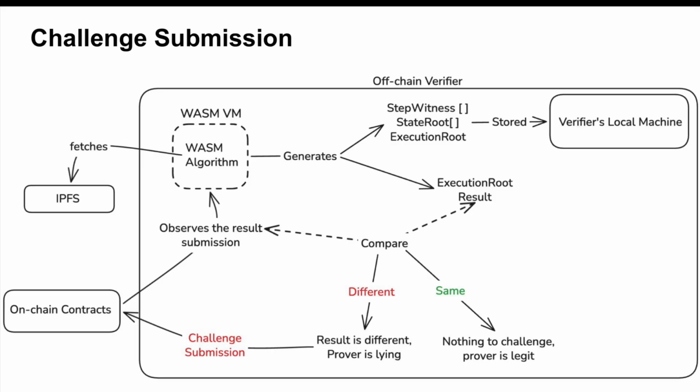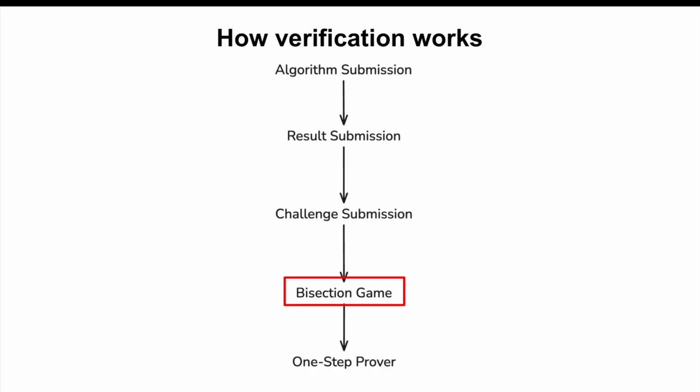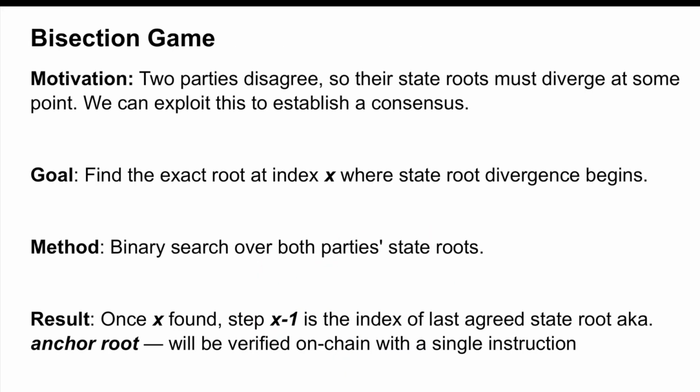Obviously, if he is lying, the challenge will result in the prover's favor. But if the prover is lying, the challenge will result in the verifier's favor. So the next step is the first step of the challenge, which is the bisection game. Before we get into the mechanics of the bisection game, let's explore the motivation behind it.